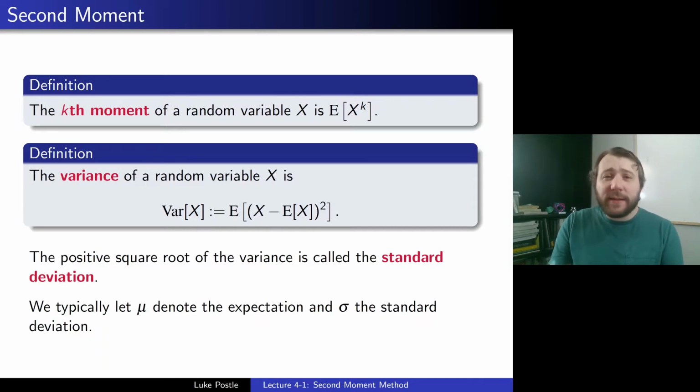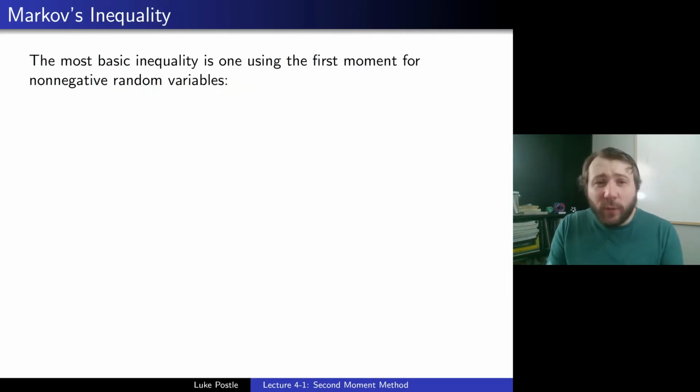Now, how are we going to use it? It's related to a certain inequality. In particular, we first need to tell you about Markov's inequality. The most basic inequality in probabilistic methods is Markov's inequality, which uses the first moment. So not about the second moment, but the first moment.